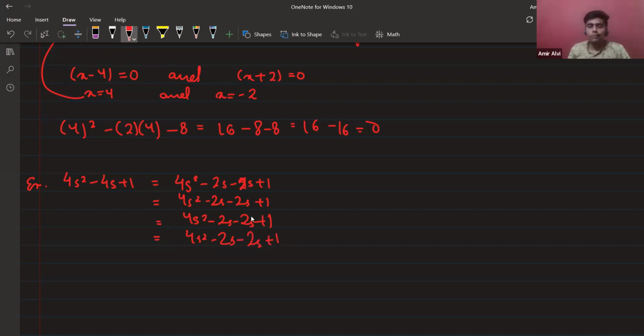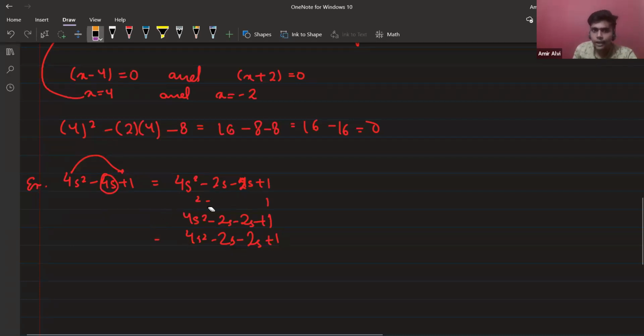So, very good. All of you are correct. Basically, we multiply with 1. 4s square will be the multiplicative term. And we have to split this into minus 2s minus 2s. If you multiply minus 2s and minus 2s, you will get plus 4s square. Yes or no? Yes, sir. Very good, all of you. That's a very good thing, that you are interacting and giving me the responses.